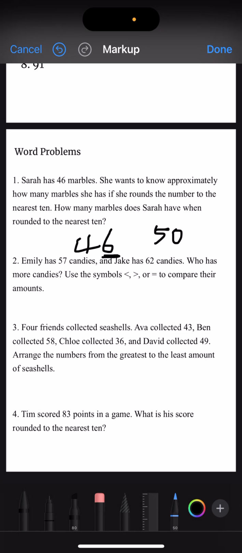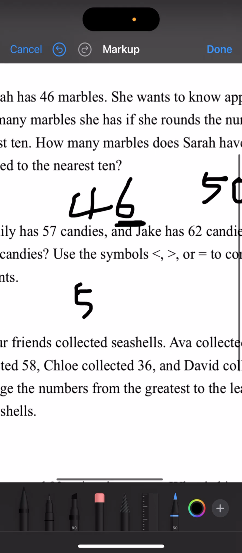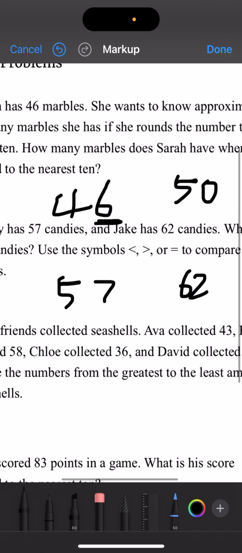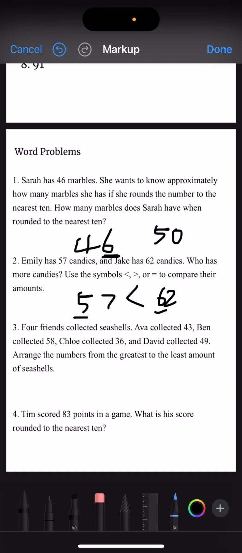Number 2. Emily has 57 candies and Jake has 62 candies. Who has more candies? Use the symbols less than, greater than, or equal to compare their amounts. So we have 57 and we have 62. Let's compare the tens. We have 5 and we have 6. 6 is greater, so Jake has more.